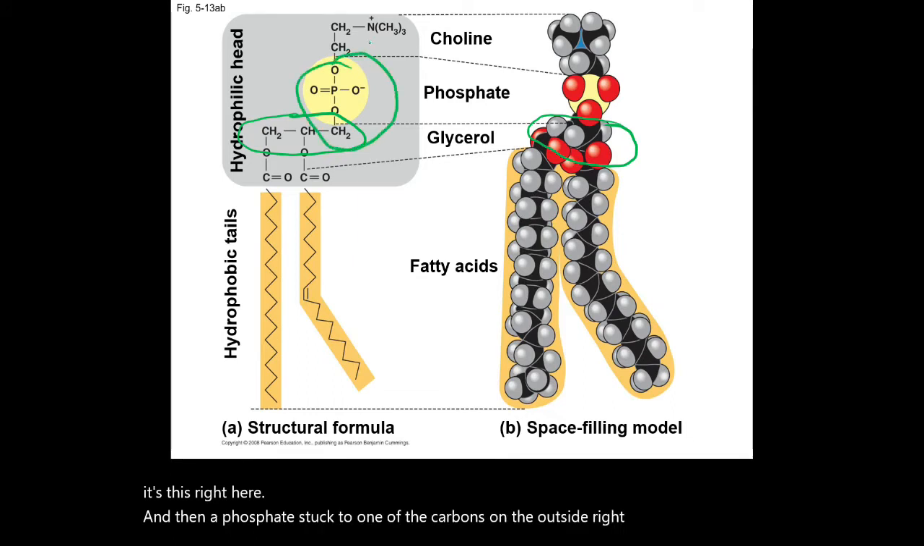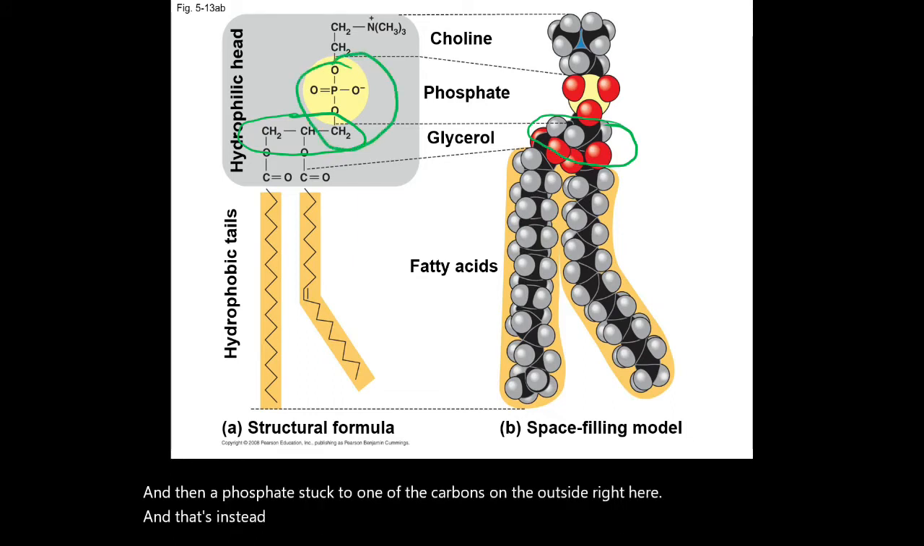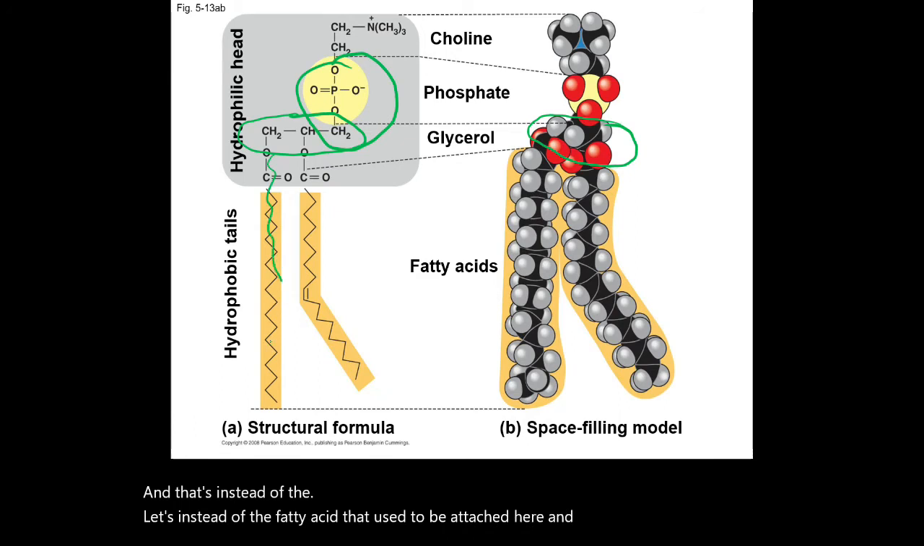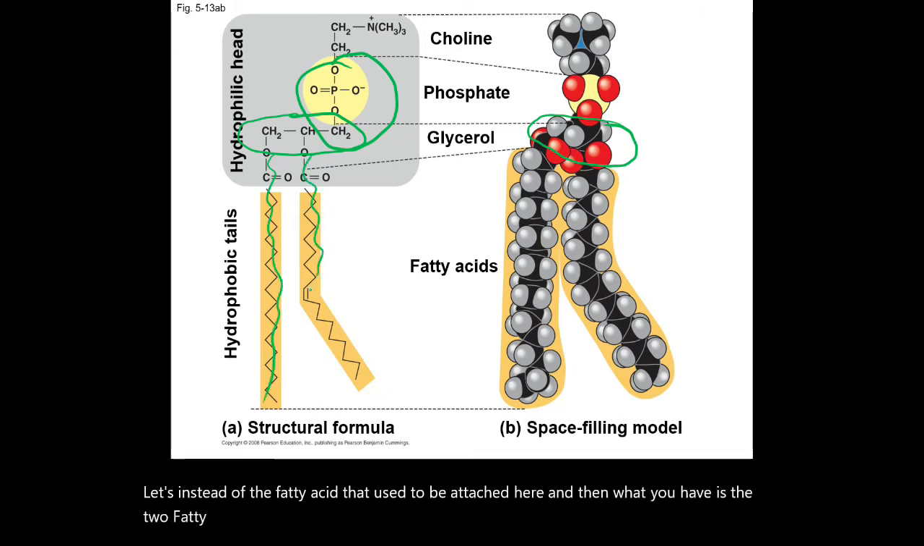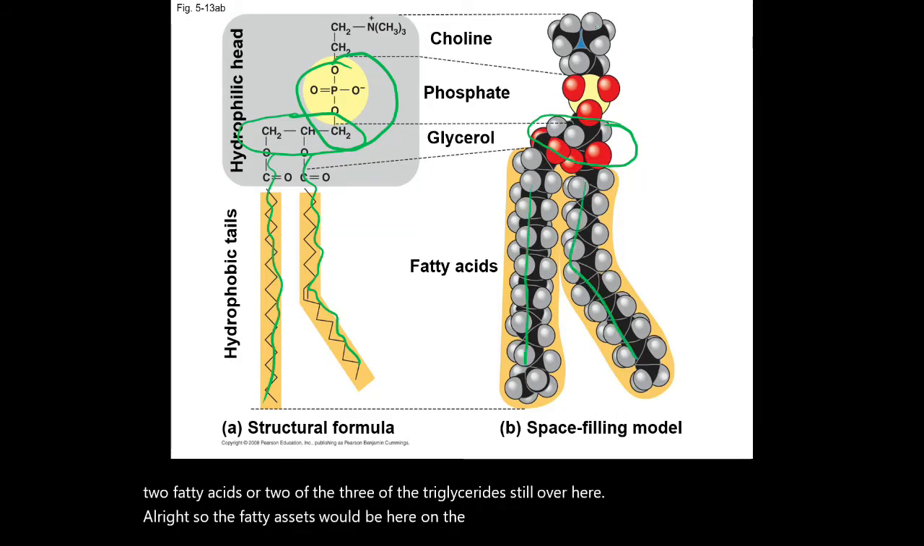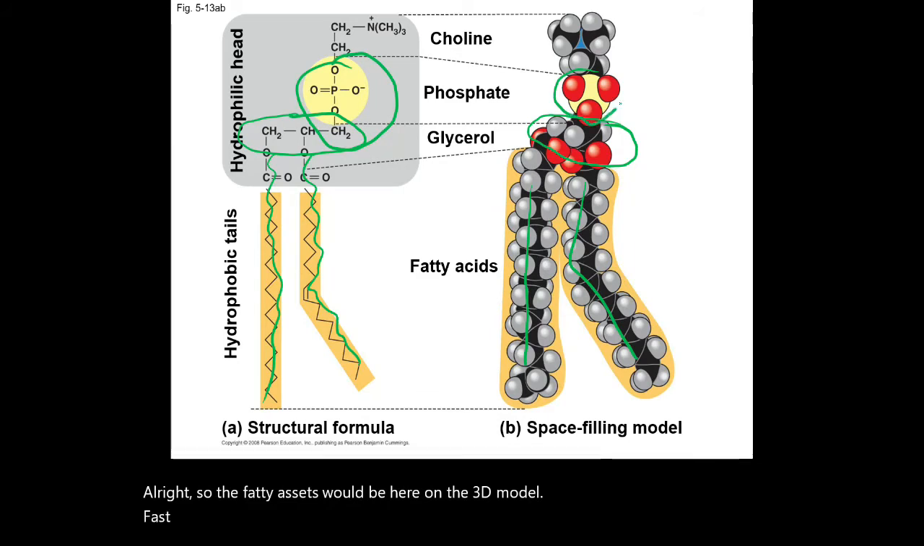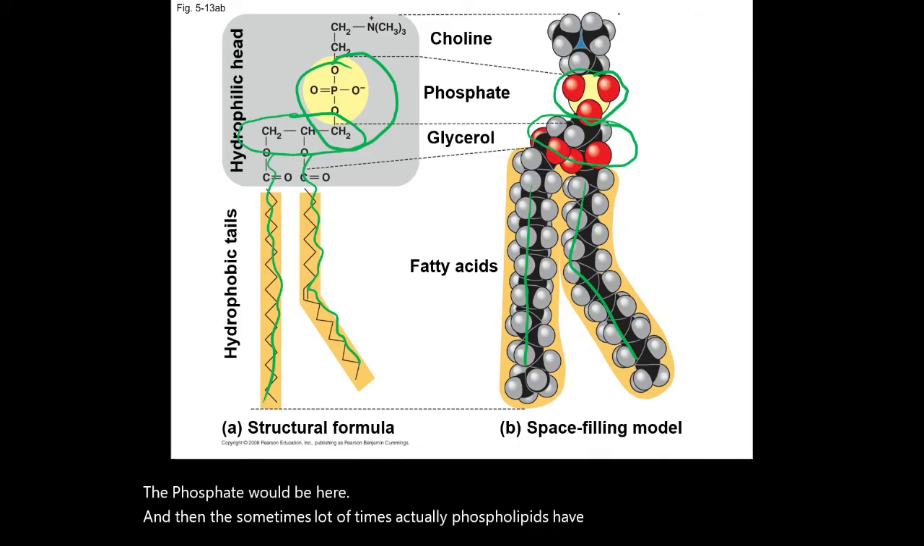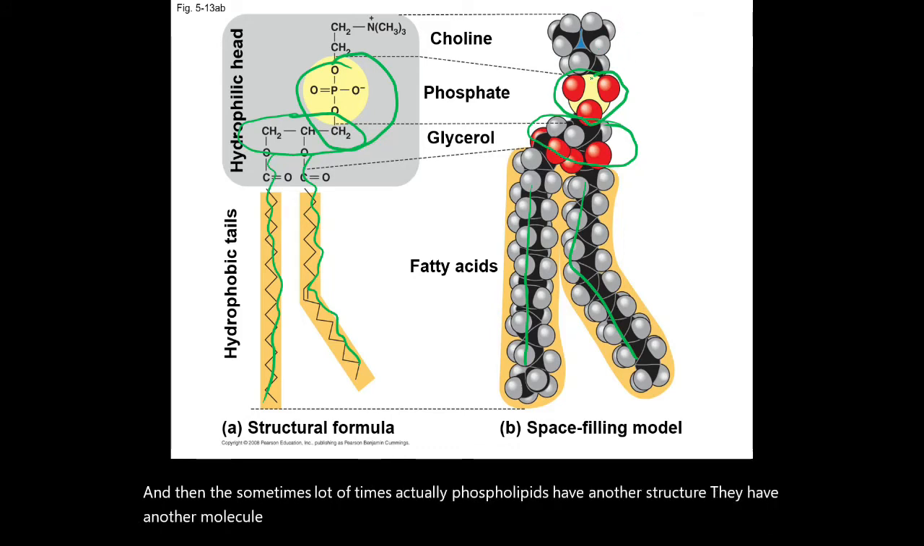And that's instead of the fatty acid that used to be attached here. And then what you have is two of the three fatty acids of the triglyceride still over here. All right, so the fatty acids would be here on the 3D model. The phosphate would be here. And then a lot of times, phospholipids have another structure. They have another molecule, an attachment on top of the phosphate.